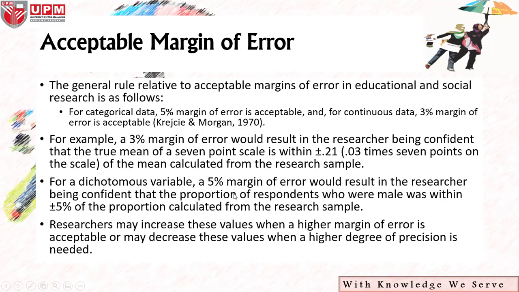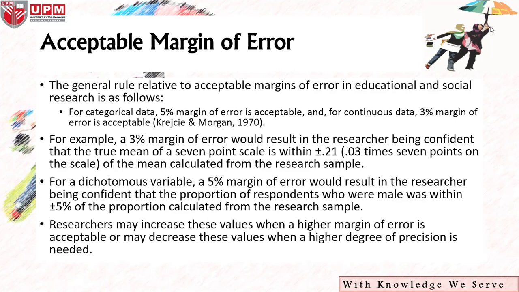Okay, so acceptable margin of error. So the general rule relative to acceptable margin of error in educational research and so is 5% or 3% according to Krejcie and Morgan. Dua je, 5% or 3%. Okay, dua. Ataupun below 5% tu bolehlah according to Krejcie and Morgan ni. Okay, dia kata, for categorical data 5%, for continuous data 3%. Yang ini yang diproposkan oleh Krejcie and Morgan.